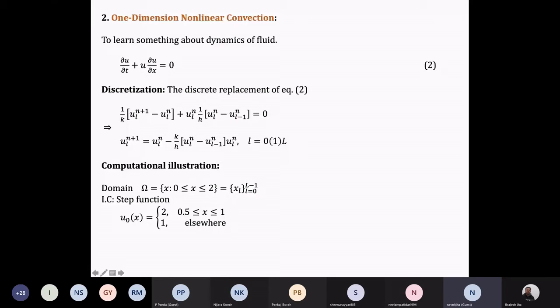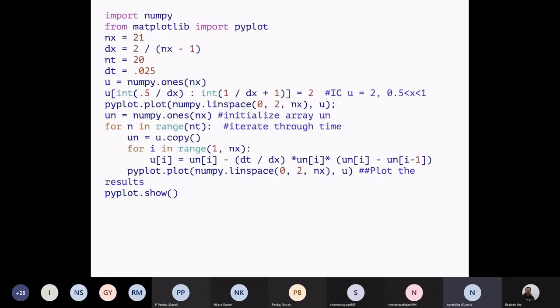I kept the domain and initial function exactly the same as the previous one and implemented it in code. Here the only change in this line is u_i equals u_i minus dt by dx times u_i, here it is u_i, again u_(i-1). Just experiment with it.